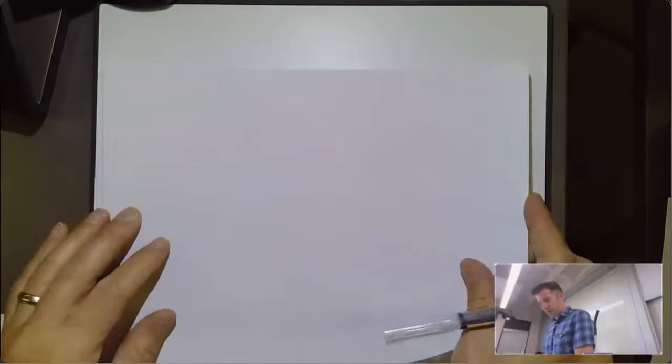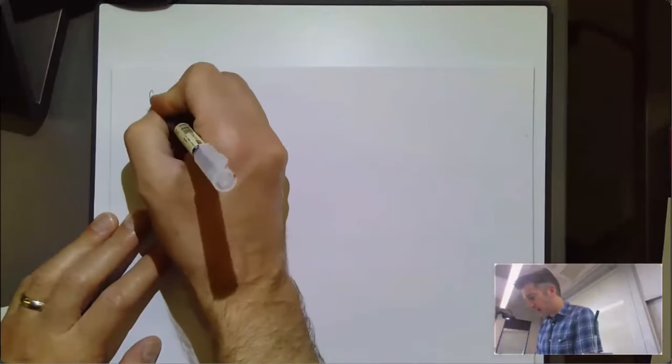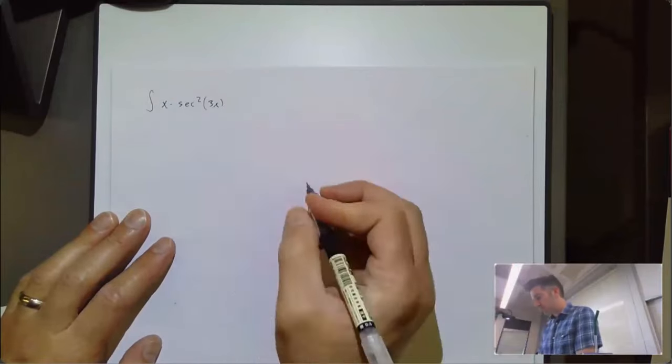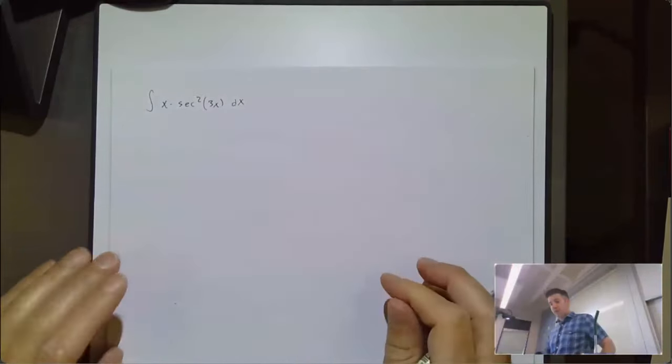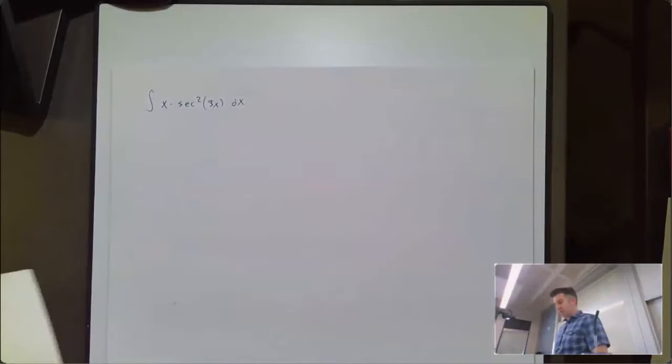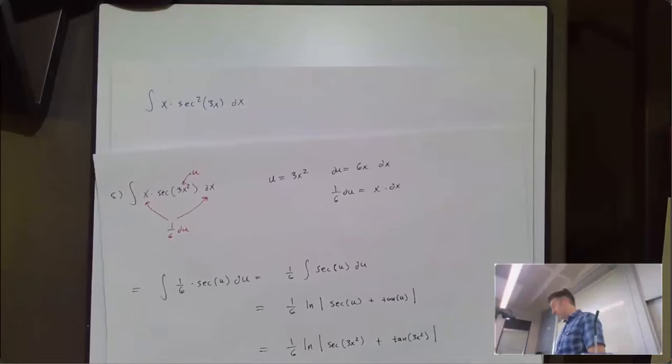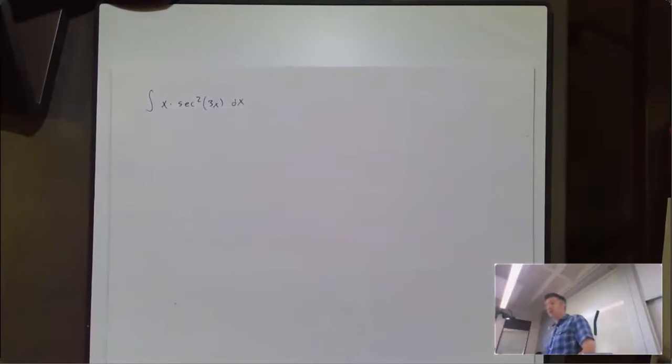Let's look at the integral of x times secant squared of 3x. Looks pretty similar to the previous problem, right? The previous problem was x times secant of 3x squared. Now we're doing x times secant squared of 3x. And here is actually where it is going to be integration by parts, because there isn't a good u sub.